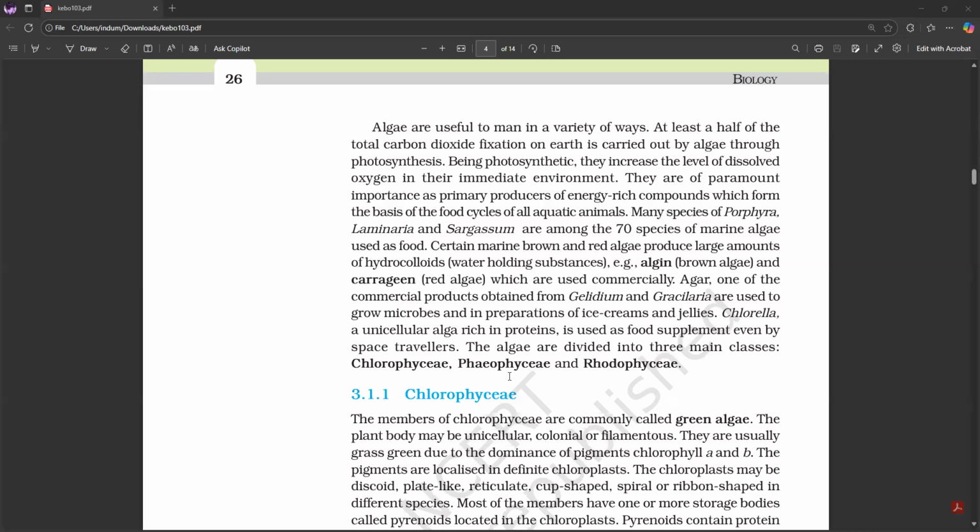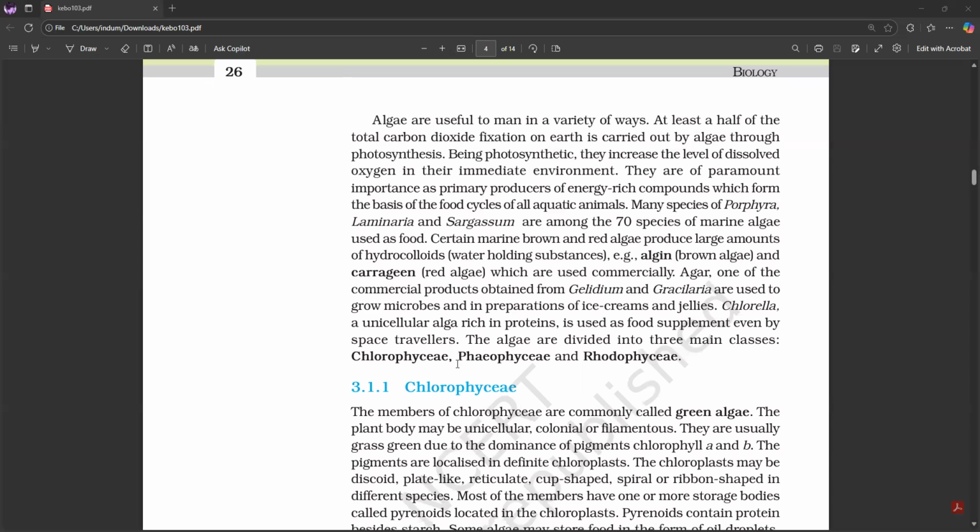food. Certain marine brown and red algae produce large amounts of hydrocolloids, water-holding substances, for example, algin in brown algae and carrageen in red algae, which are used commercially. Agar, one of the commercial products obtained from Gelidium and Gracilaria, is used to grow microbes and in preparations of ice creams and jellies. Chlorella, a unicellular alga rich in proteins, is used as food supplement even by space travelers.